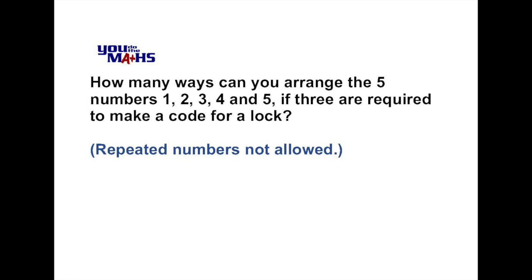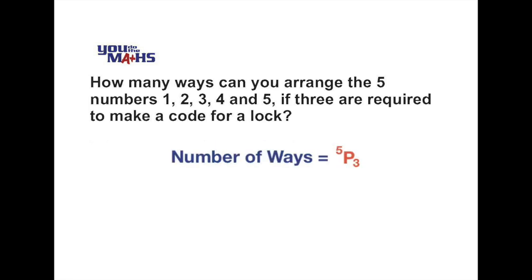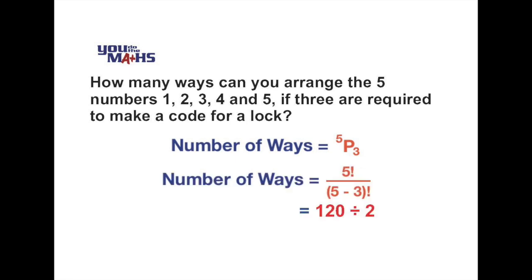So we'll write this as 5P3, and that means that we've got 5 objects and we're selecting 3 to rearrange into different orders. And using our formula, what we do is we put 5 factorial on the top of a fraction, and the bottom line is 5 minus 3 factorial. And of course 5 factorial, if you calculate that, comes to 120. And 5 minus 3, which is just 2, is 2 factorial, which is just 2 times 1, or 2. So the number of ways is 120 divided by 2, which comes to 60. So there are 60 ways to rearrange 5 digits into 3 number combinations without repeats.